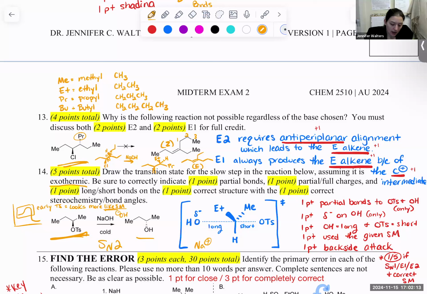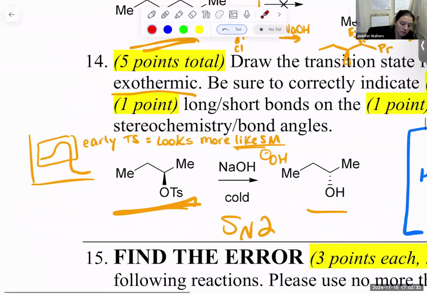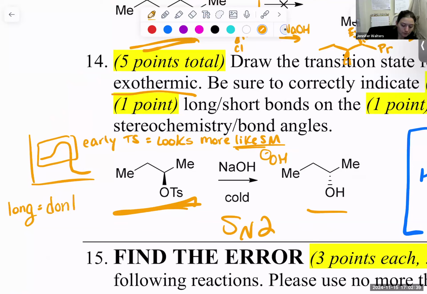So when it has a formal negative, it gets the partial negative in the transition state. It's the only thing with the charge there, so it's the only thing with a partial charge there. The OH is going to be long. The OTs is short, because with our short and long, long is for the bonds that don't exist yet. Short is for the bonds that do exist already.